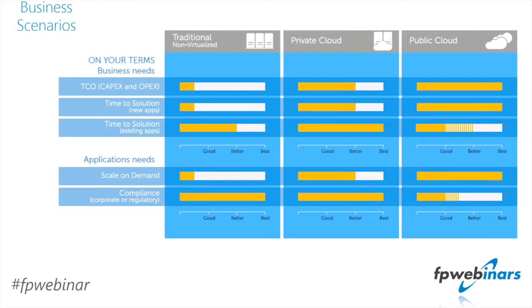Now, where it does start to get tricky is when you build existing apps, and we're going to talk about this a little more in just a second. But in a public cloud scenario, depending upon the type of app you need, it can be very complex to roll out, or it can be very simple to roll out. So that's why you see that gray area there in the time to solution.